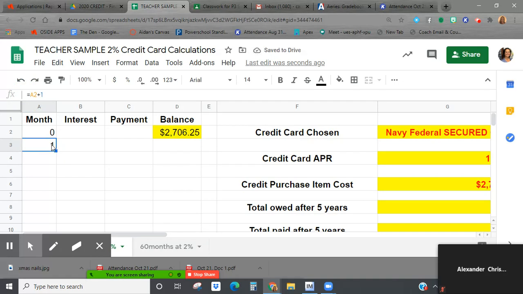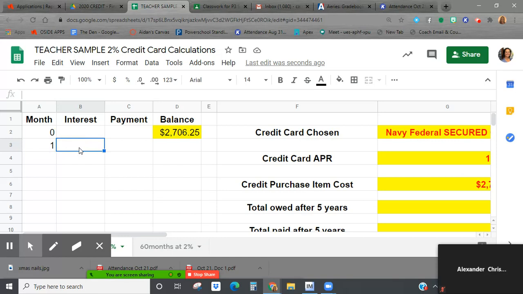Notice that as soon as I have the equals, please check your spreadsheet right now that in cell A3, it says equals A2 plus 1. In cell A3, does it say A2 plus 1 as the formula? And then the value should be a 1.